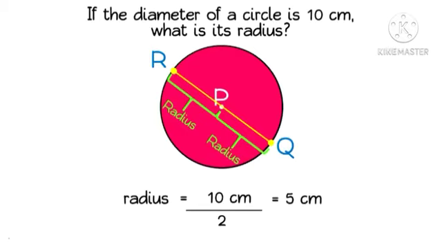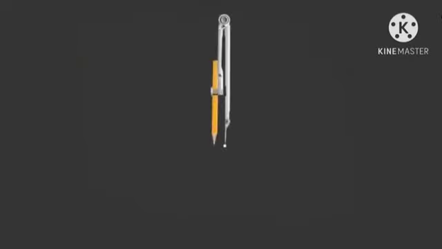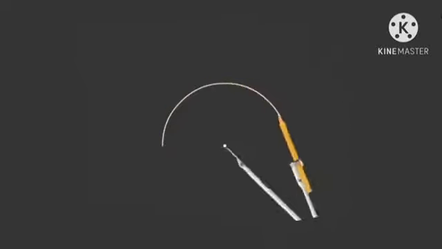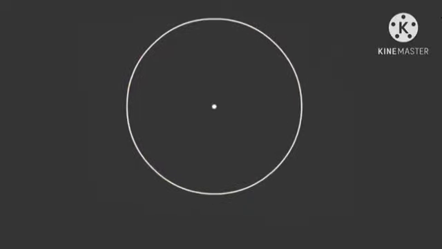Now, let us see how to draw a circle. To draw a circle, we use a compass. A compass has two arms, a metal arm and a pencil arm connected by a hinge. Step 1. Keep the metal point of the compass firmly on a fixed point. Step 2. Stretch the arm of the compass that holds the pencil. Step 3. Move the pencil arm around, keeping the metal arm fixed. Look, we have drawn a circle.